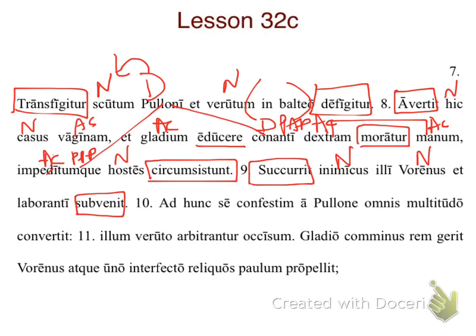Okay, so my question to you is, what case are illi and laboranti? Dative. Hey, Annabelle, why are they dative? The verb takes the dative. So if this verb takes the dative here, is it all the verbs in the sentence that have to, or just one of them? Just one of them. Okay, because this is what splits up the two parts of the sentence. So it only really affects that person. But Varenus is the subject of them both.